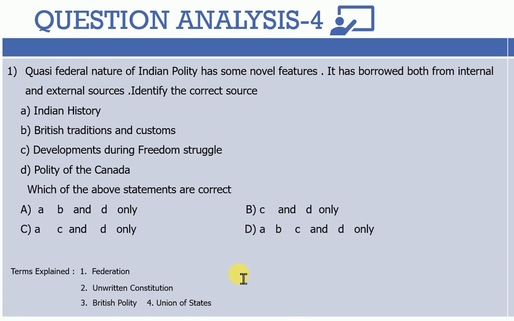One more thing is the unwritten constitution. A good example of the unwritten constitution is Britain, where rules and traditions mainly dominate. There is no specific constitution in Britain. So in some countries, even though they have democracies, they have an unwritten constitution.